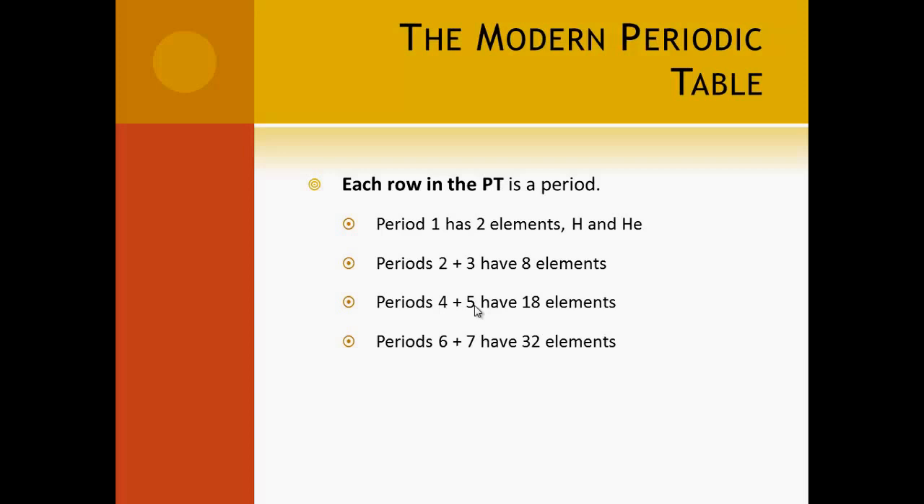Periods 2 and 3 have 8 elements. So energy levels 2 and 3 can have 8 electrons. Periods 4 and 5 have 18, and periods 6 and 7 have 32. The reason why periods 6 and 7 have 32 is because the very bottom 2 rows actually fit into periods 6 and 7. You can also find this pattern when talking about energy levels. So the first energy level has 2, energy levels 2 and 3 have 8, and so on and so forth.